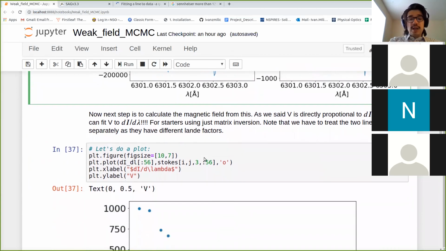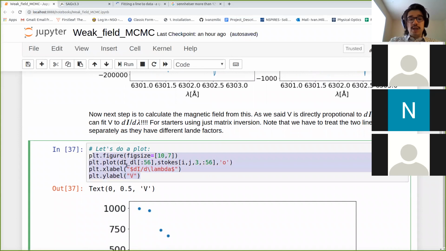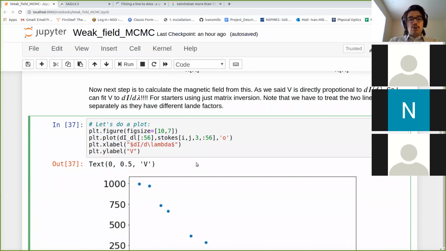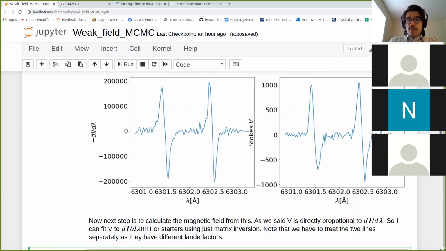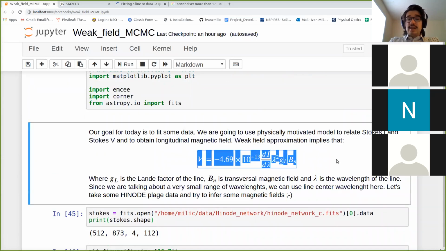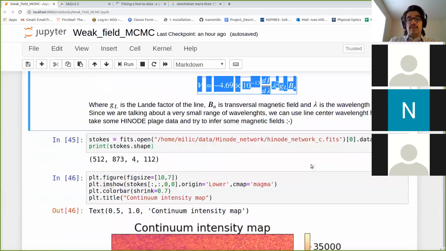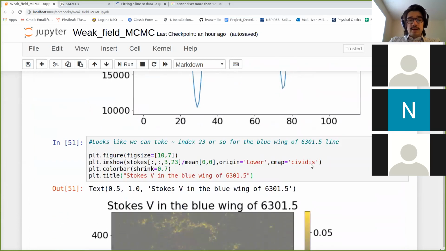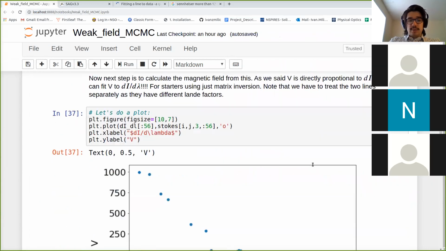Before we start, let's make a scatter plot between dI dl and Stokes V. I'm not going to do it for the whole wavelength grid, just for half of it, because if you remember the equation and what I told you before, we have to treat the lines separately because they have different lambda factors. So the slopes of this linear relationship are going to be different for the 6301 and 6302 lines. If I plot this scatter, it looks something like this.